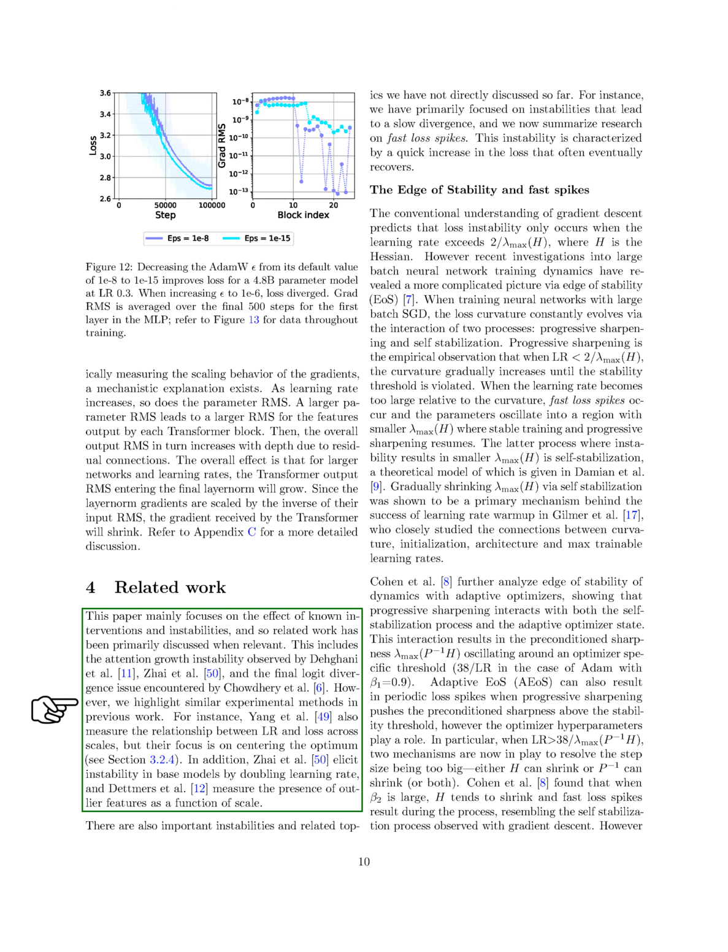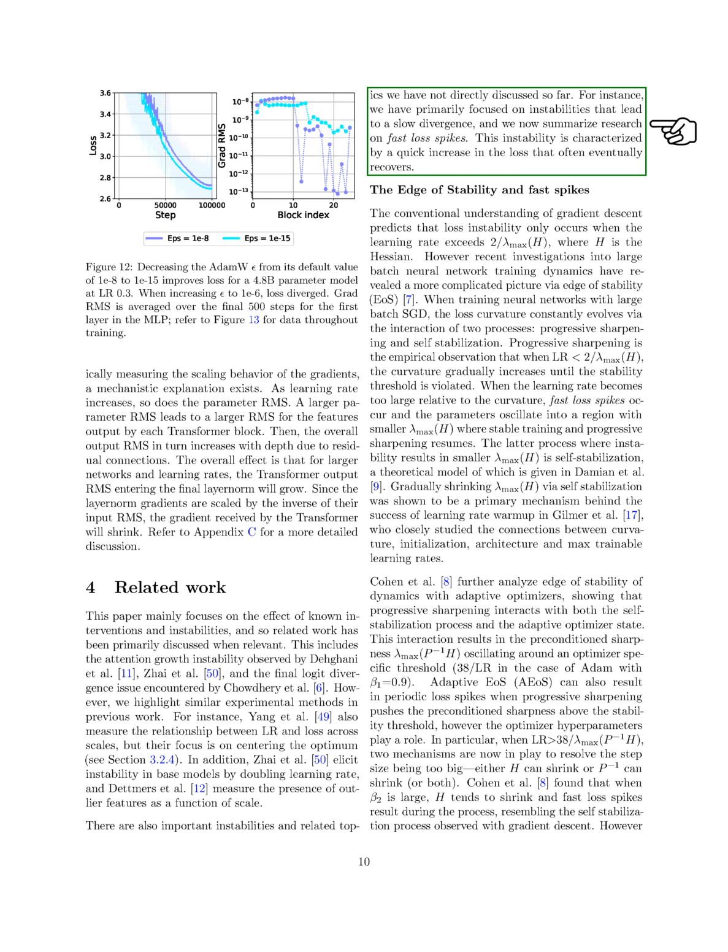For example, some researchers have also examined the relationship between learning rate, LR, and loss across different scales. However, their focus was on centering the optimum. Other researchers have induced instability in base models by doubling the learning rate and measured the presence of outlier features as a function of scale. There are also significant instabilities and related topics that we haven't directly discussed yet. For instance, we've mainly focused on instabilities that lead to a slow divergence, but there's also research on fast loss spikes. This type of instability is characterized by a rapid increase in the loss that often eventually recovers.